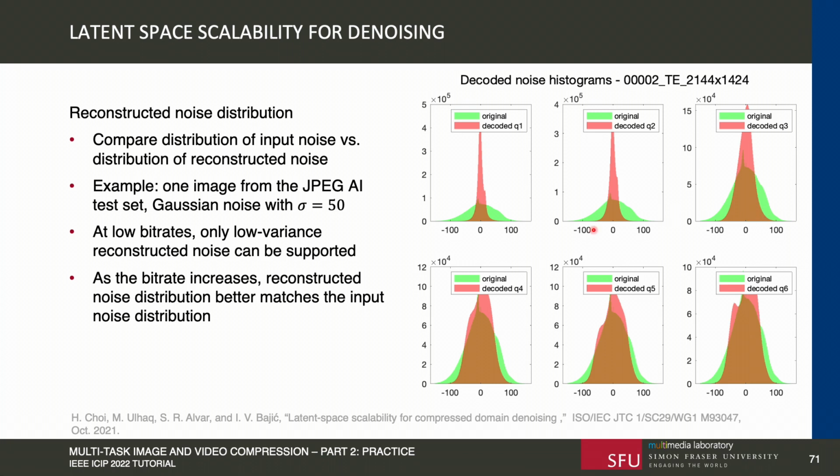And the 6 figures represent encodings at different bit rates. So starting with the lowest bit rate and going to the highest bit rate. We see that at low bit rates, there's only so many bits to spare, and not many bits end up allocated to the noise. So only a very narrow noise histogram with a relatively small variance can be supported. As the bit rate goes higher, we can support higher and higher noise variance, and at higher bit rates, the distribution of the reconstructed noise starts matching the distribution of the input noise reasonably well.